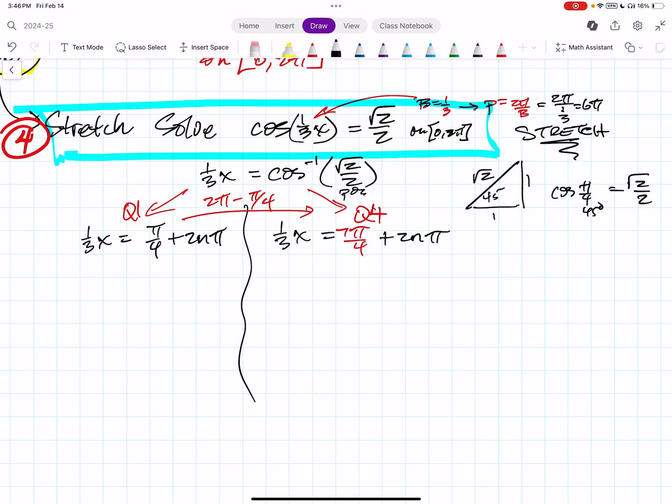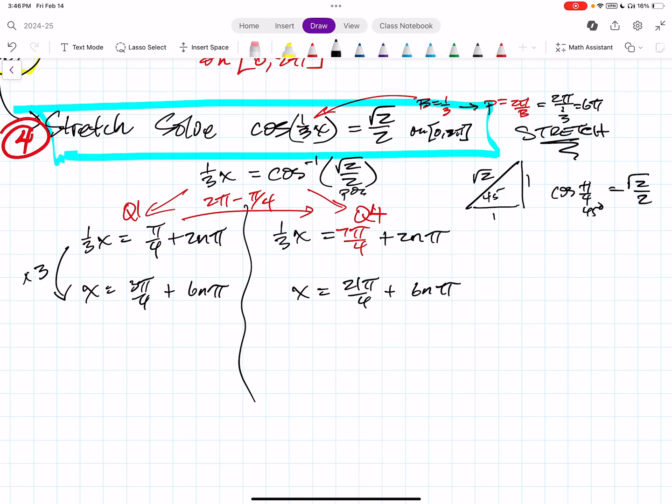Now we got to solve for x. How do you do that? Well, you just simply multiply by 3. So I get 3 pi fourths plus 6 n pi, because 3 times 2 is 6. And then here I get 3 times 7 pi fourths, which would be 21 pi fourths plus 6 n pi.